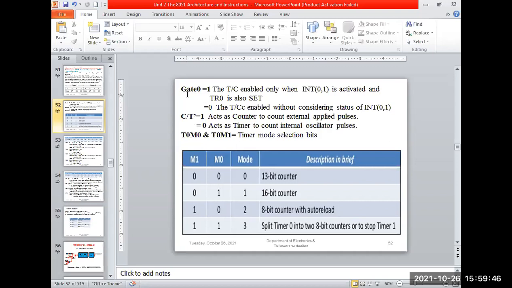And next we'll be writing for the gate pin. By default, the gate pin I am keeping at 0 when I wish to use the timer operation. And when the gate pin is kept as 1, at that time interrupt 0 and interrupt 1 can handle this gate pin and the timer operation.